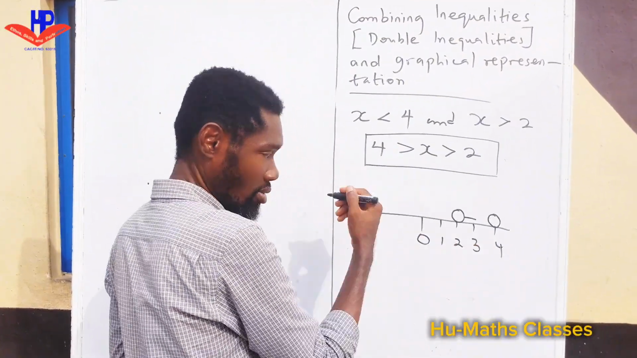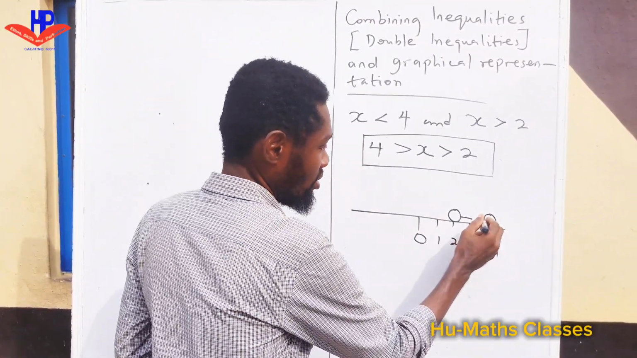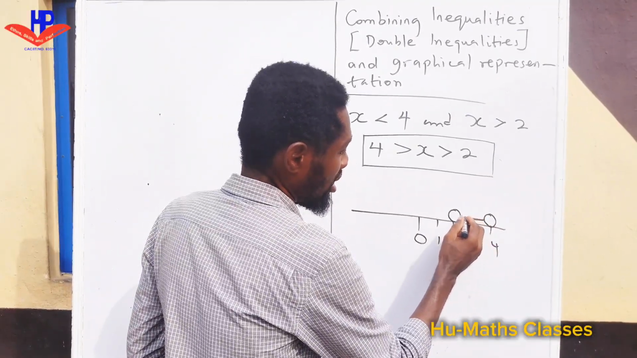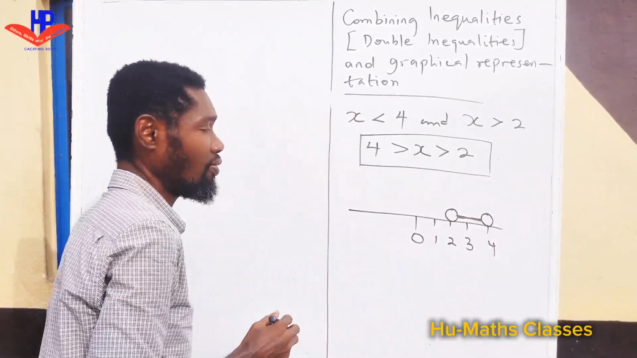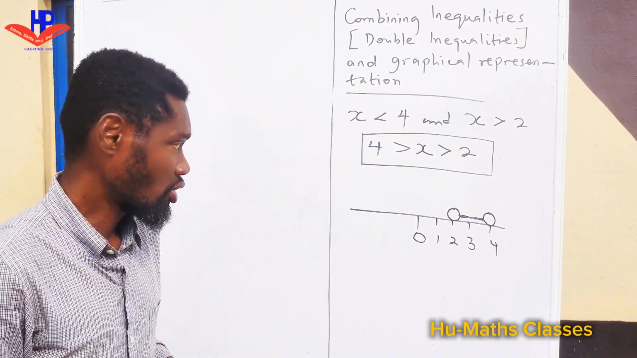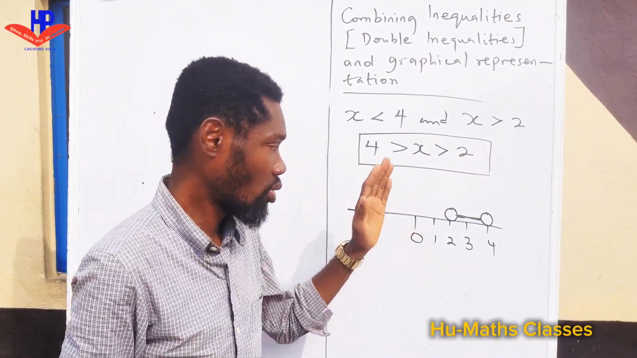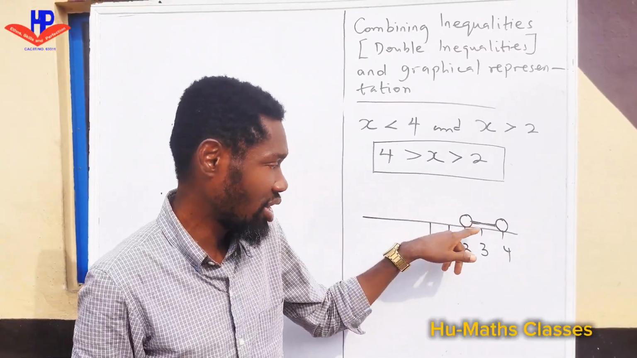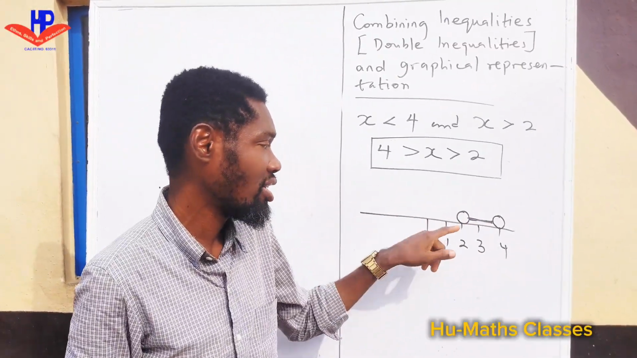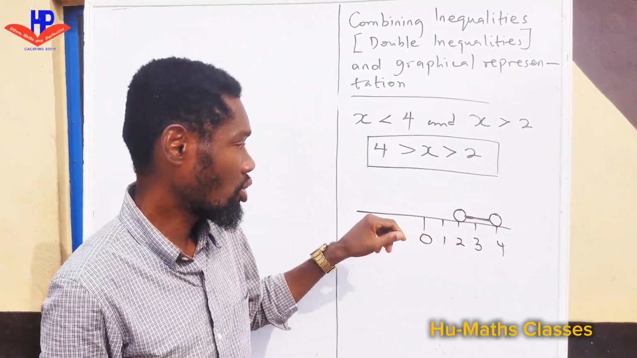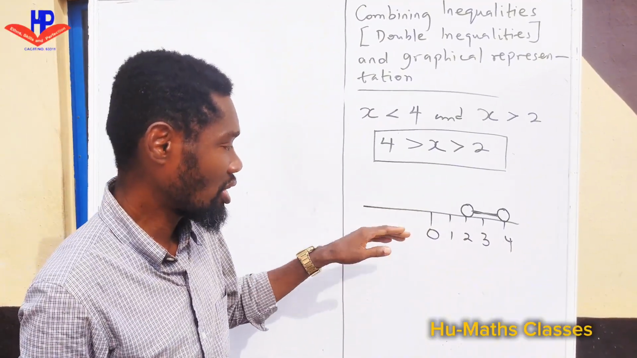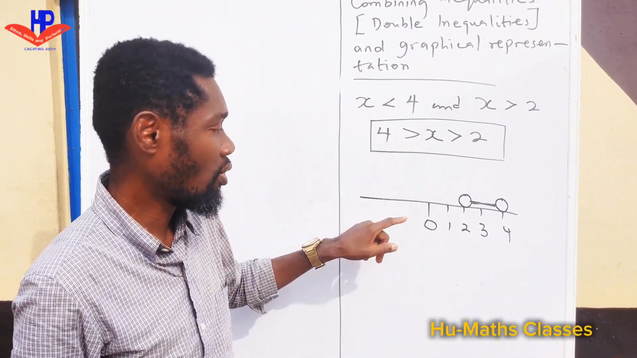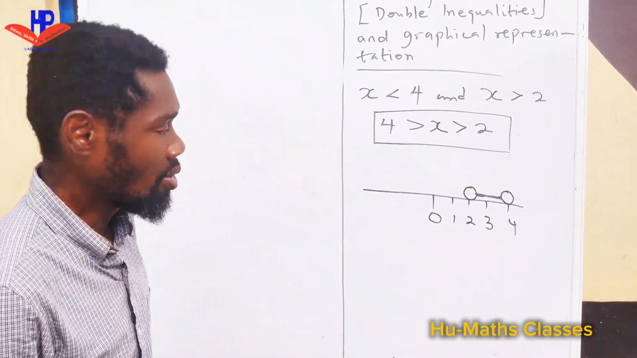The direction goes backward. So the two lines will just meet at a point, and this will be our final graph. Because one arrow goes this way and the other arrow goes backward, the two arrows will meet at a point. We're going to end up having just a straight line to show the graphical representation of x greater than 2 and x less than 4. So this is the graphical representation.